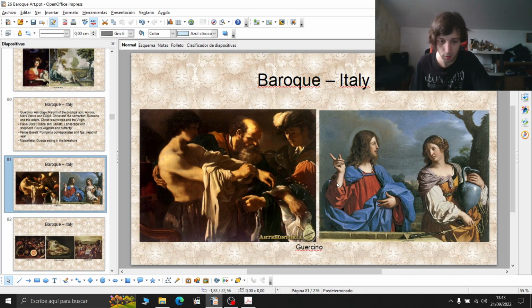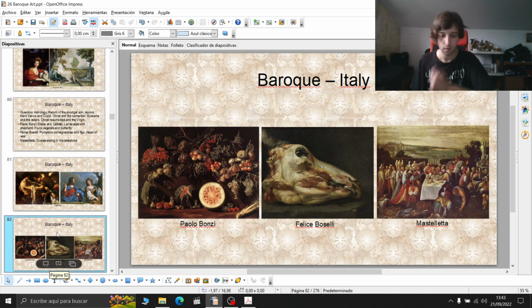Here Guercino. This is Return of the Prodigal Son and Jesus and Mary, I think. Christ Resurrected and the Virgin, yes. And this Paolo Bonzi, Felice Rosselli. These are Still Life, and Mastelletta.